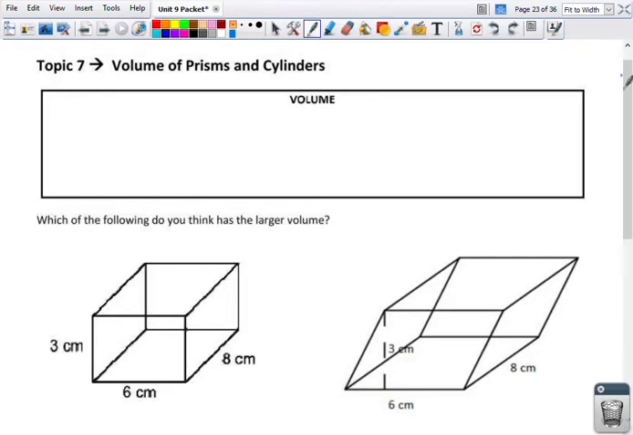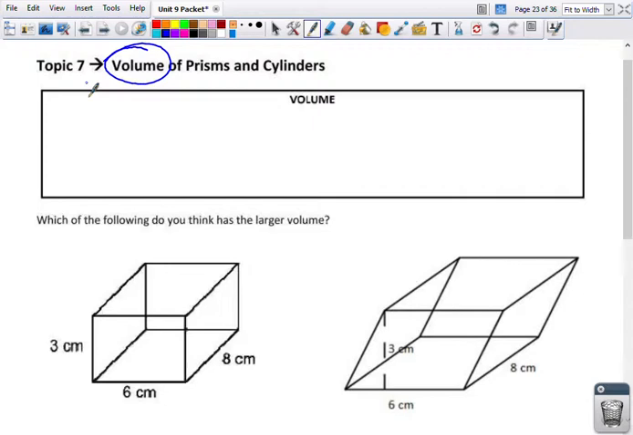All right, welcome to topic 7. We are introducing this big word, volume. We're going to talk about prisms and cylinders, mainly because, like I said before, cylinders are just prisms with circular bases. And so we're going to look at this idea of volume and what volume is.